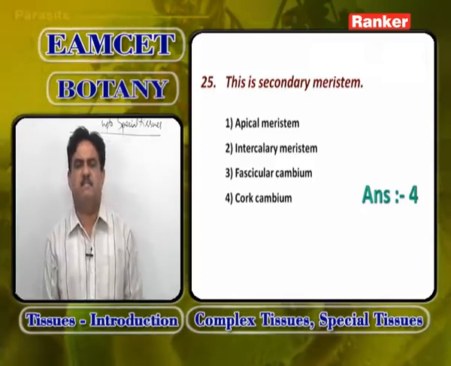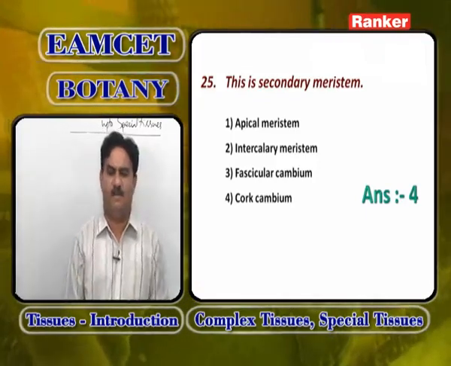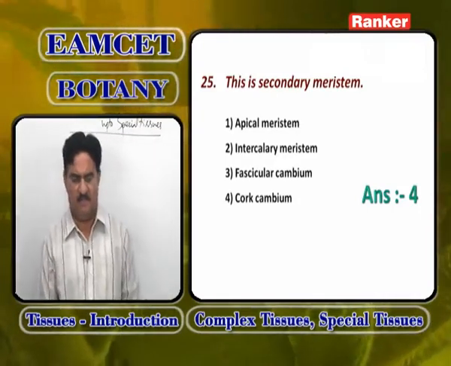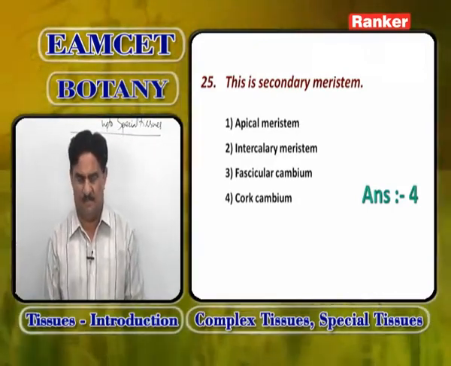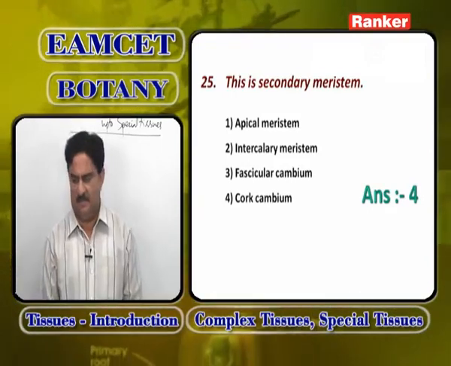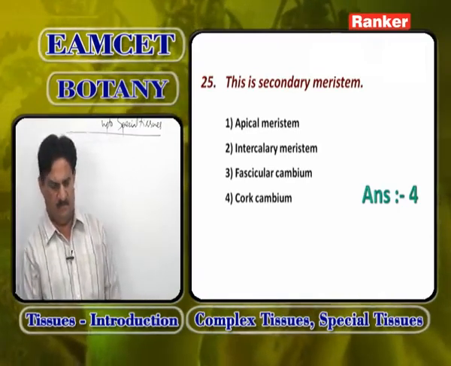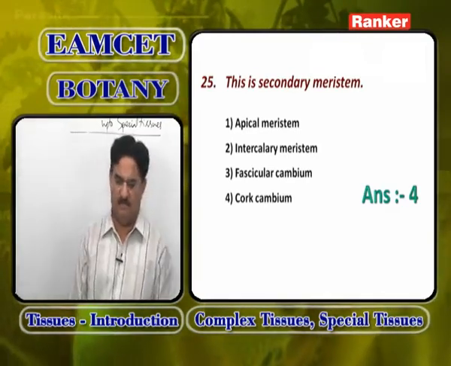Fascicular cambium, the cambium present between xylem and phloem in an open vascular bundle of any dicot stem. Is it a secondary meristem? No, it is a primary meristem. So the only secondary meristem is cork cambium, the fourth answer.